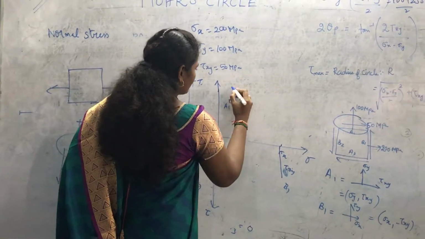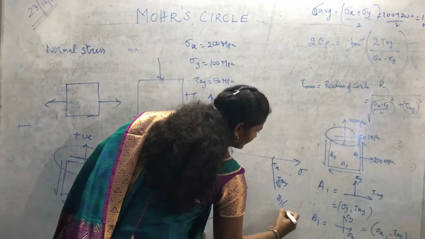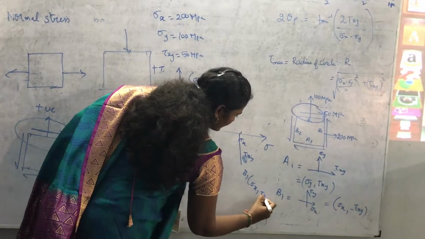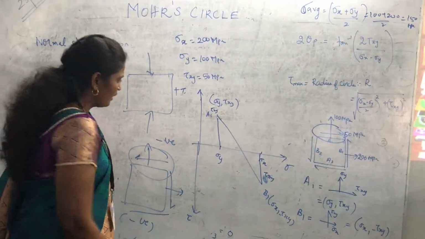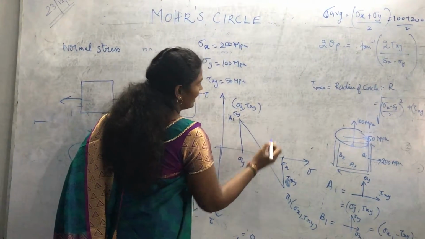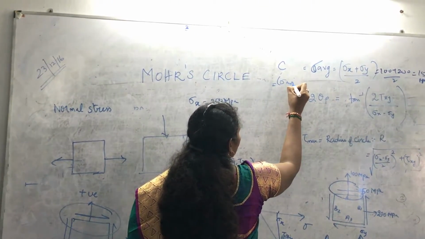Now let me join this A1 and this B1 coordinate. A1 coordinate is nothing but sigma y comma tau xy. B1 coordinate is nothing but sigma x, minus tau xy. Now let me join these coordinates. Now we have already found the center of the circle, which is nothing but sigma average comma 0.